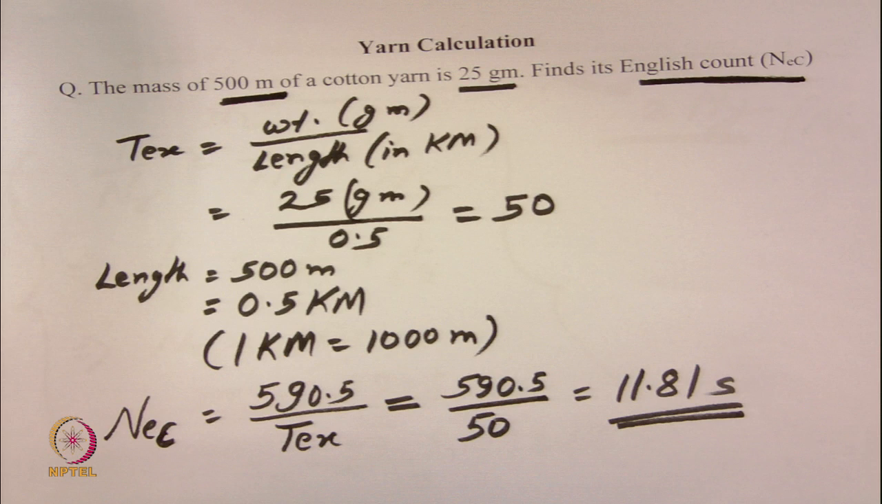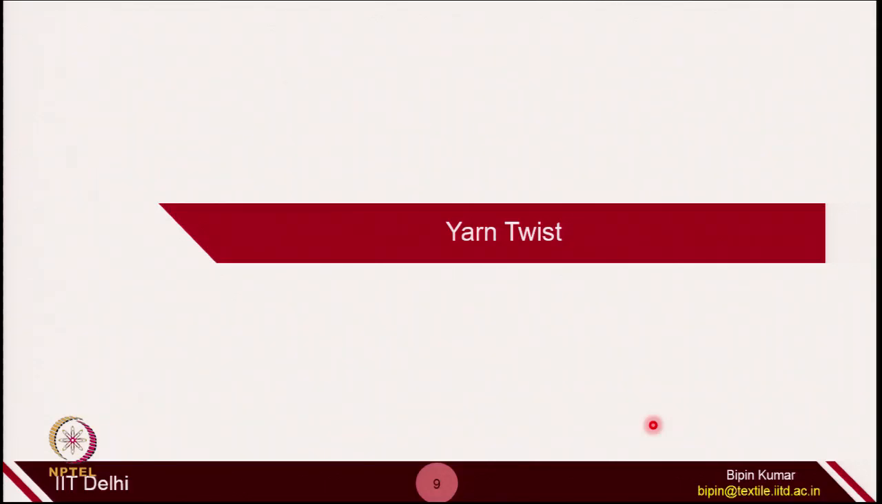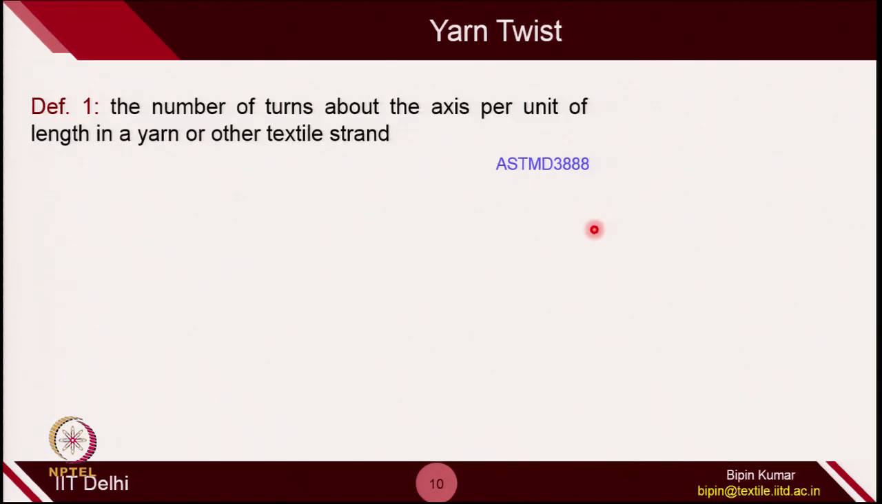So, the other thing which is important in yarn is twist. If you have seen, most of the yarn which is used in knitting is either spun yarn or filament yarn, and to make the yarn from the fiber we use twist. So, we usually twist the yarn. If you see the definition of twist as per standards, it is the number of turns about the axis per unit length of the yarn or other textile strands.